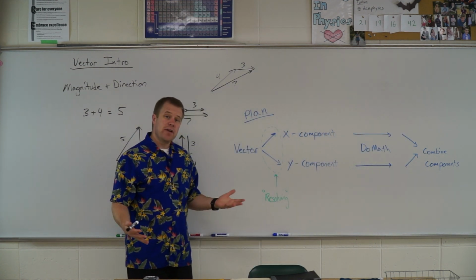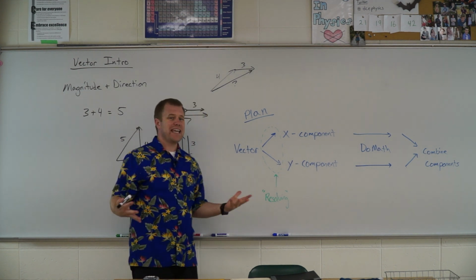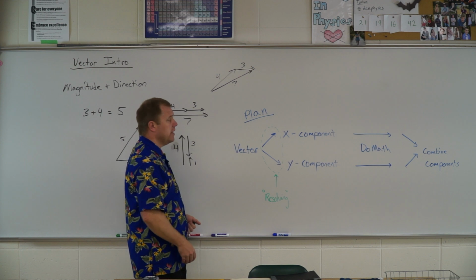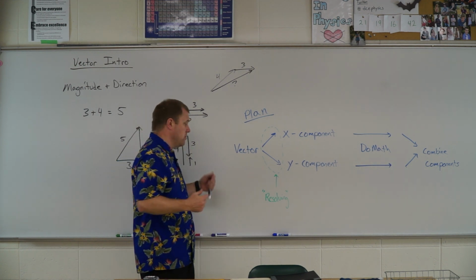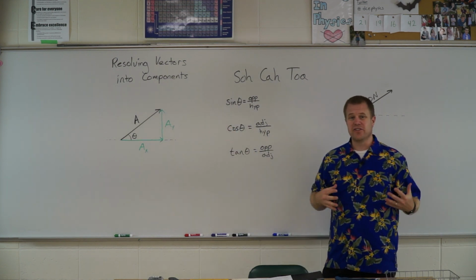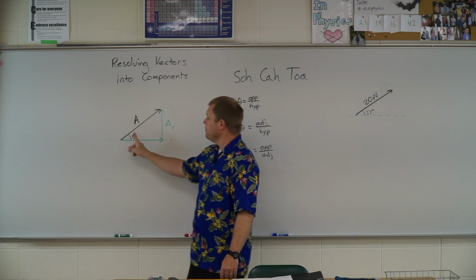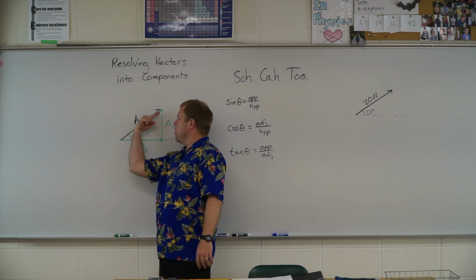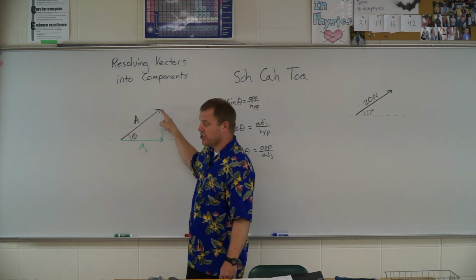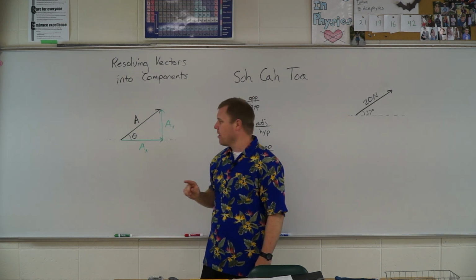So the first step we need to learn is how do we resolve a vector? How do we break it into parts? So let's set up an example with resolving. All right, so now we're going to do resolving vectors into components. We have to define some terms here. A vector, remember, is an arrow with both direction and magnitude. And so we indicate the direction with the arrow symbol.